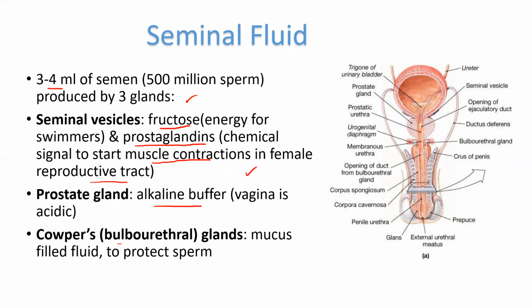And the bulbourethral or Cowper's gland produces mucus-filled fluid to protect sperm, but also as a lubricant. Quite often this is considered a pre-ejaculatory fluid. It comes out before the ejaculation.